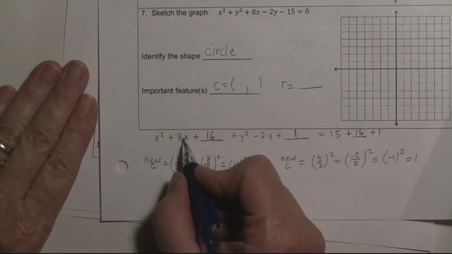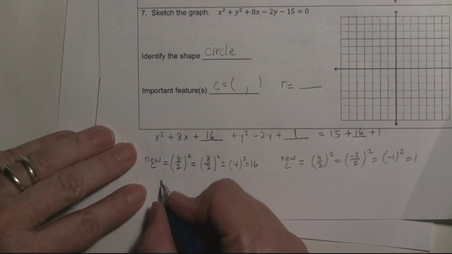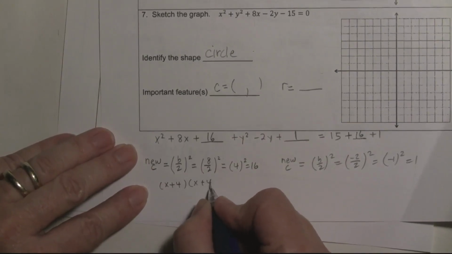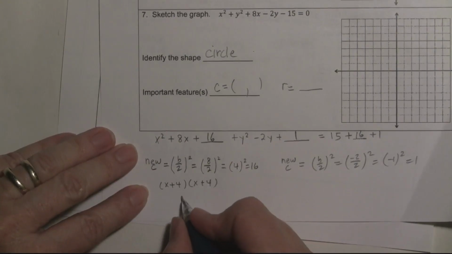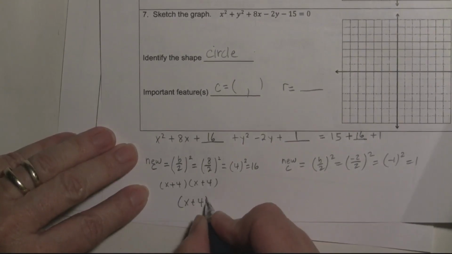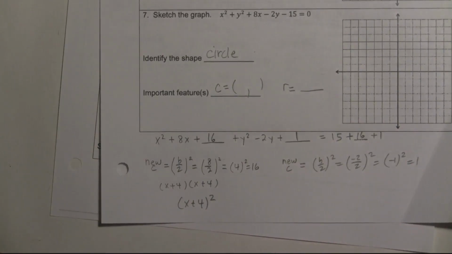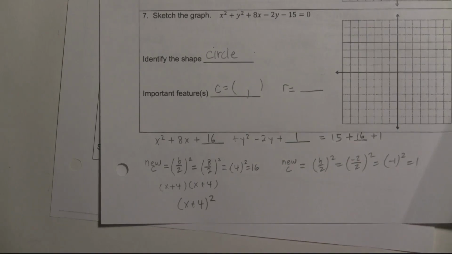When the dust clears, I'm going to factor this, which is x plus 4 times x plus 4. No coincidence, that's x plus 4 squared. So if you're like, wow, it became that. No, no, no, no. I planned for it to become that by choosing that particular value of c.